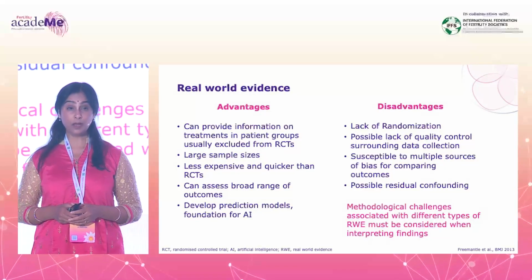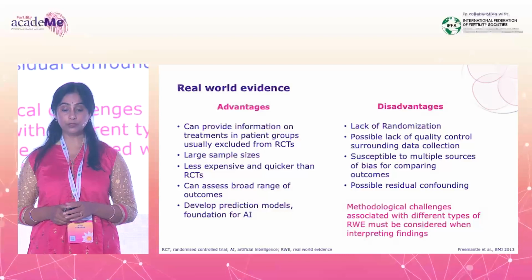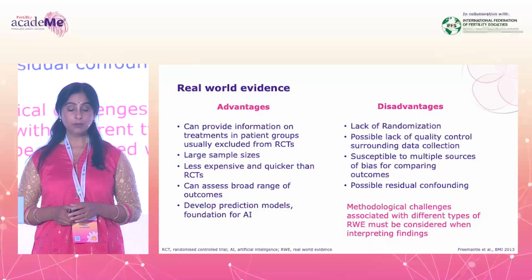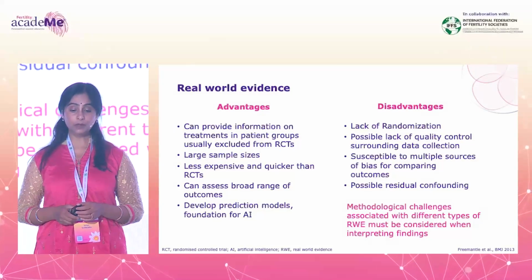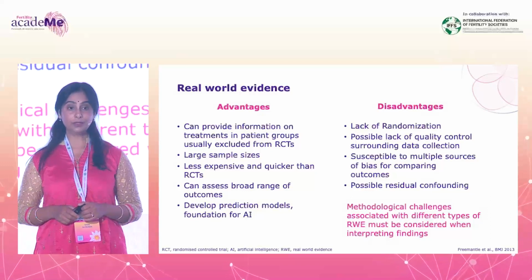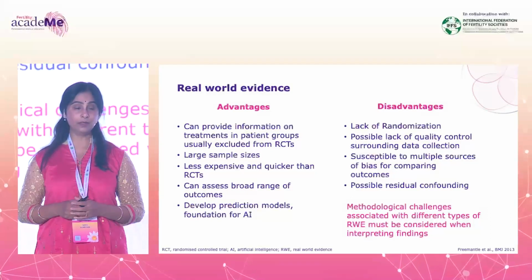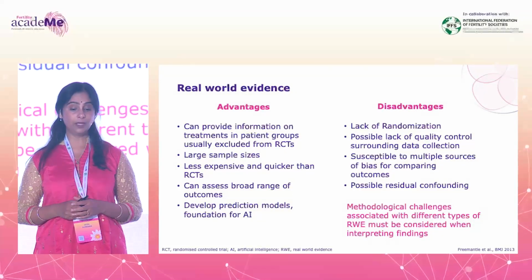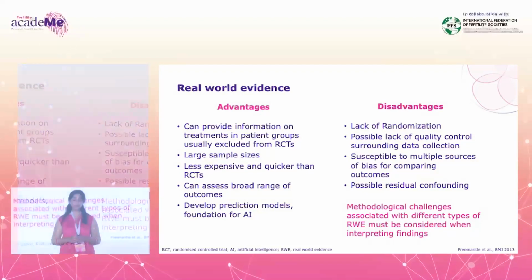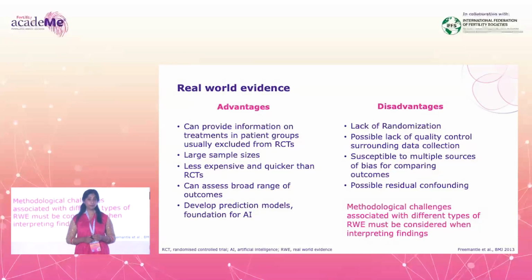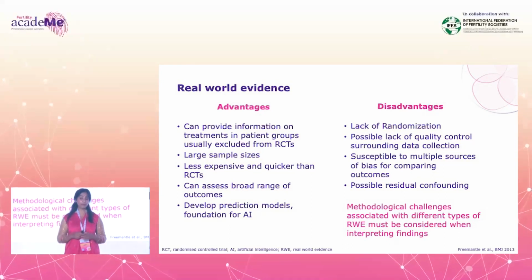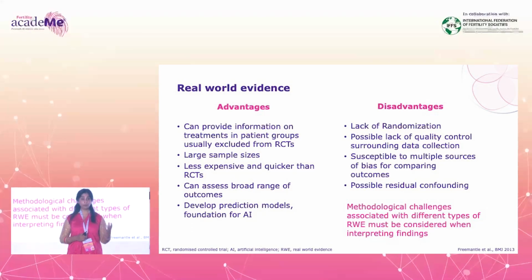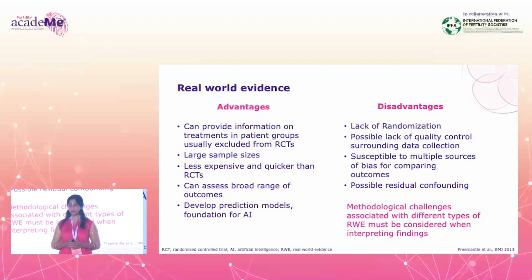We have the advantage of large sample sizes, especially with registries. It's quicker and less expensive. Randomized controlled trials are very expensive, and we can assess a broad range of outcomes. Currently it can also be used, and you can see that various companies have come into the health sectors. We can use real world data to develop prediction models, and it's the foundation for artificial intelligence. So you can see big companies such as Google who have entered into health care areas and are using real world data to develop AI models.